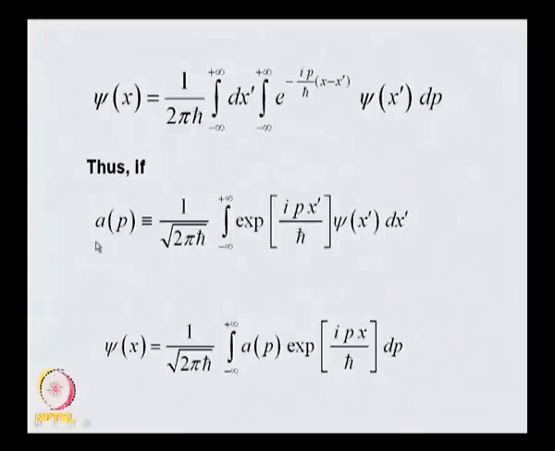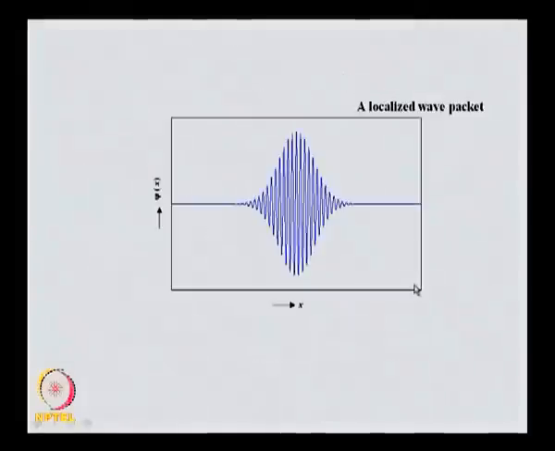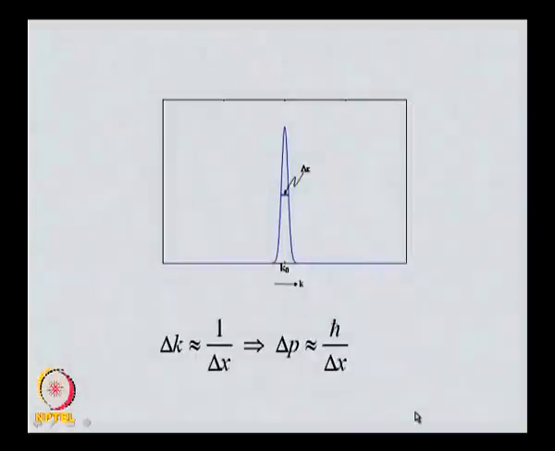So, psi of x and a of p form what is known as the Fourier transform pair, and if this function is located within a distance of delta x, and if this function in p space is located within a momentum spread of delta p, then delta x delta p is of the order of h cross. So, if I have a localized wave packet psi of x which is of the order of delta x, then its corresponding momentum spread will be of the order of h cross by delta x. So, the uncertainty principle is contained in the solution of the wave equation.